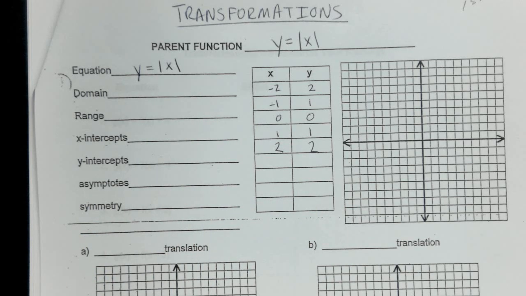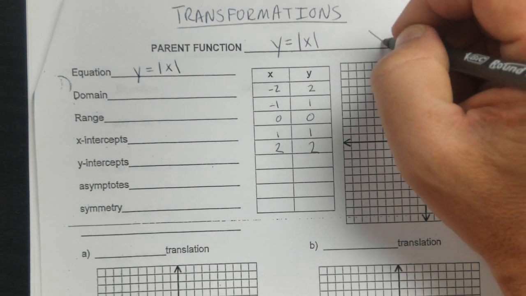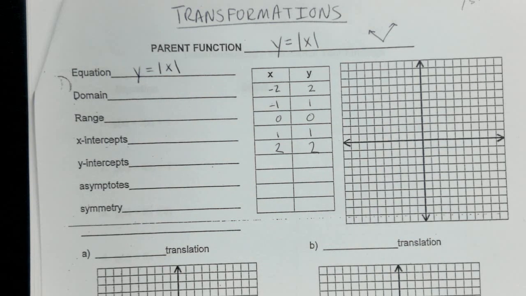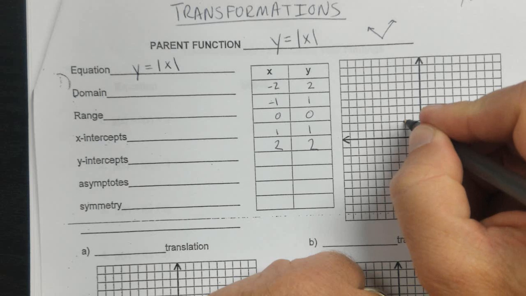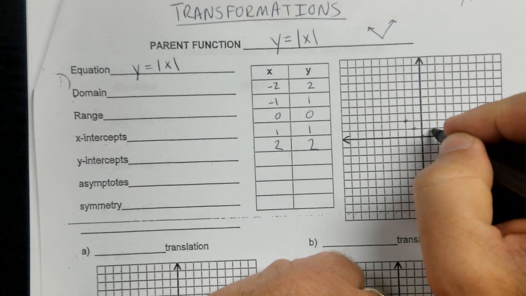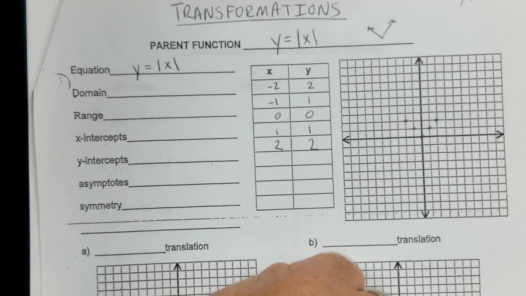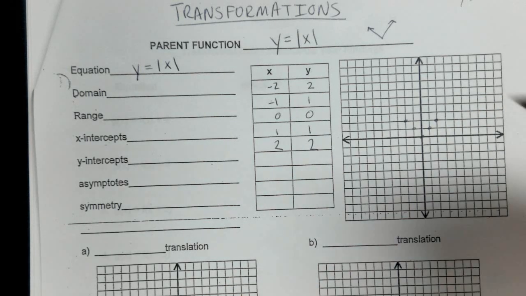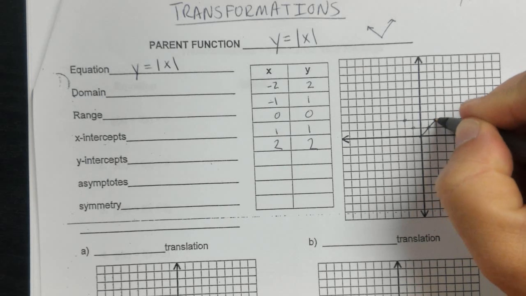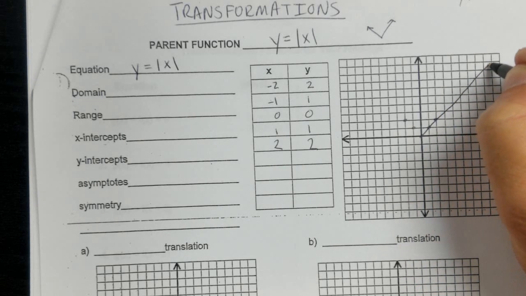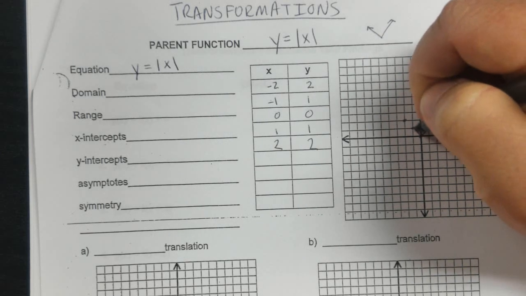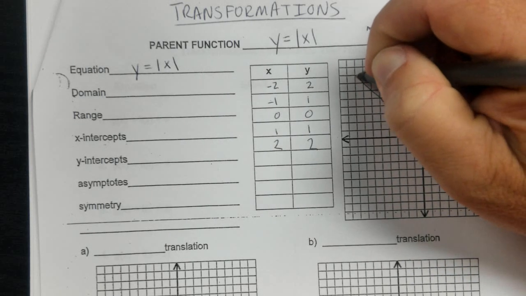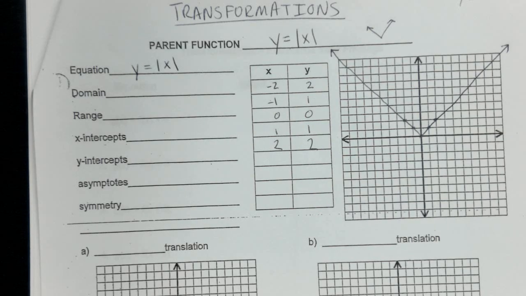So let's plot those points. Previously we knew the absolute value was a V at the origin. Now we're going to have a little bit more detail on that. So -2, 2, -1, 1, 0, 0, 1, 1, 2, 2. And it would keep going forever in both directions. If you just draw your line and keep hitting the next corner, you end up with a fairly straight absolute value. That's the parent function. No transformations have happened yet.